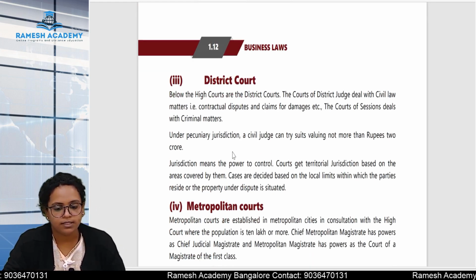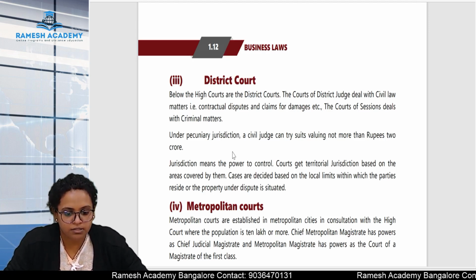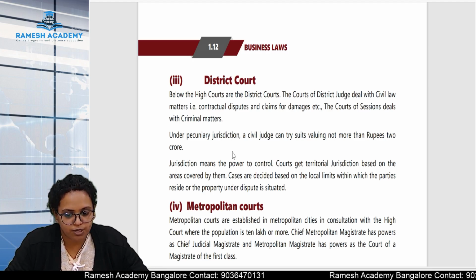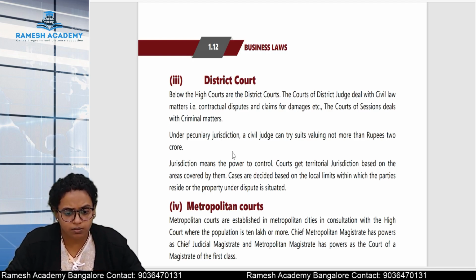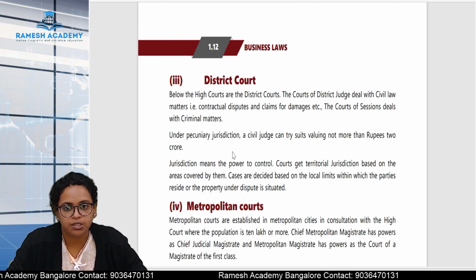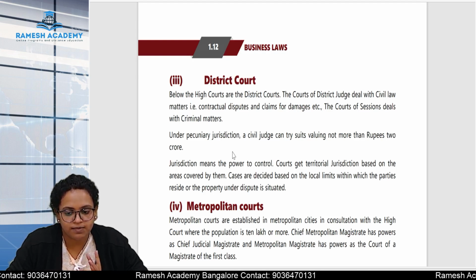Below the High Courts are the District Courts. The courts of the district judge deal with civil law matters, contractual disputes and claims for damages, etc. The courts of sessions deal with criminal matters. So the District Courts deal with the civil law.